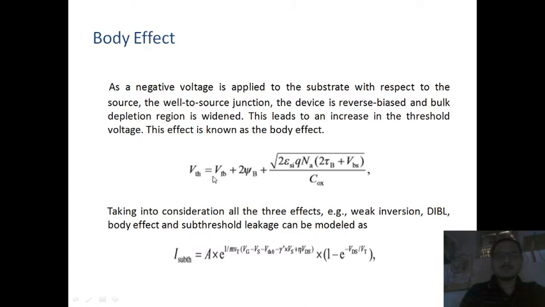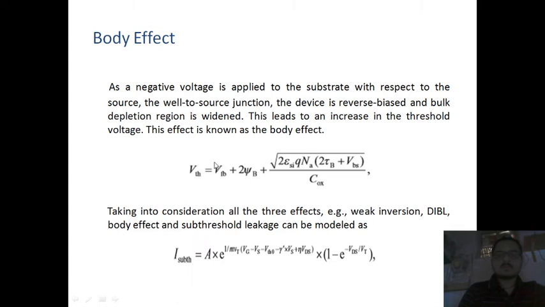See here the threshold voltage with respect to body effect. This is the equation: VFB is the flat band voltage plus 2 phi B, the Fermi potential, plus the root of 2 epsilon of silicon, q, and Na, the doping, times root of 2 phi B plus VSB, the source to substrate bias voltage, divided by COX, the oxide capacitance. This is the equation for threshold voltage with respect to the body effect.